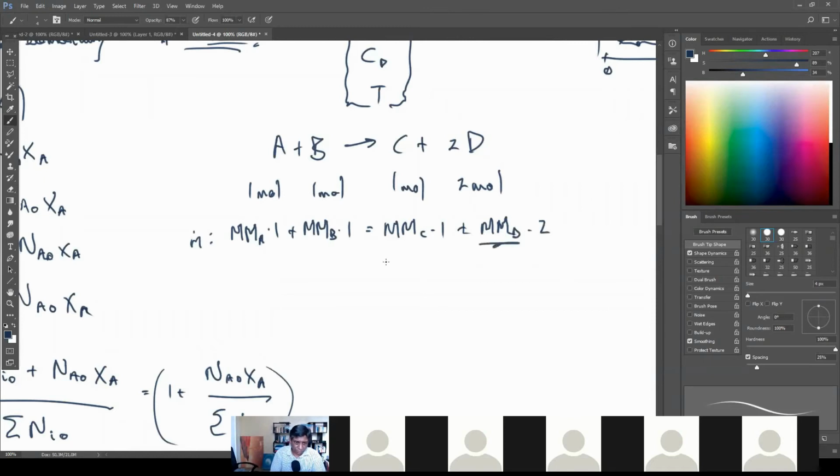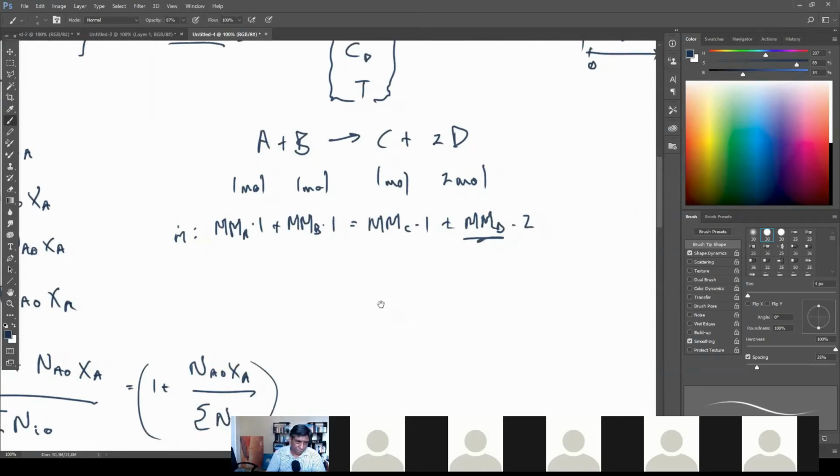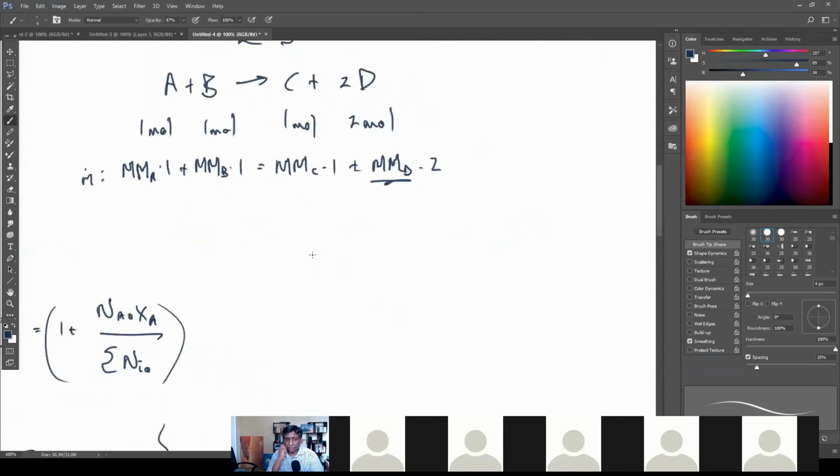And so you can solve this for the molar mass of D. It's the only unknown here. All these other molar masses are specified. So we have the molar mass of all the species, and hence we can translate between the molar flow rates. We are given molar flow rates for each component, and through the molar mass, we can convert those to mass flow rates.